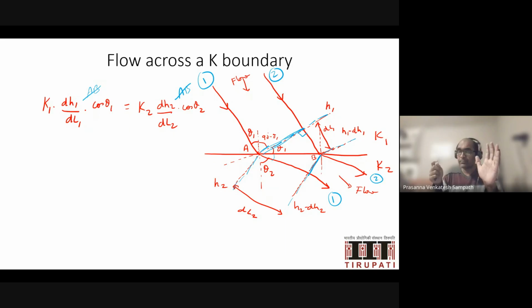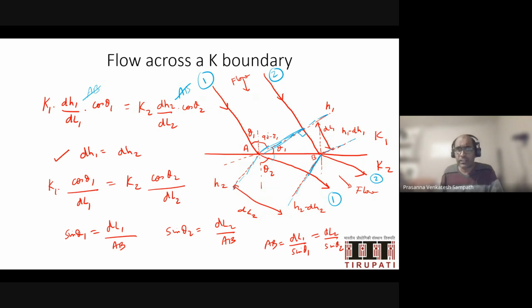Agreed? Okay, so I'll take that as a yes. So DH1 is equal to DH2. So this equation becomes: DH1 and DH2 cancel each other out on both sides. K1 times cos theta 1 divided by DL1 is equal to K2 times cos theta 2 divided by DL2.